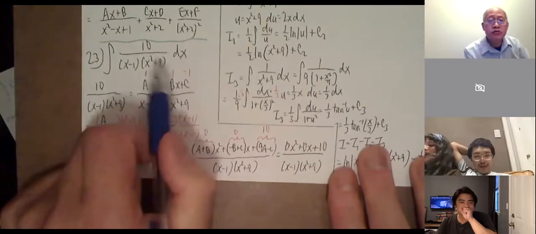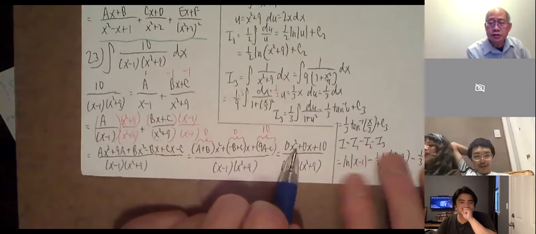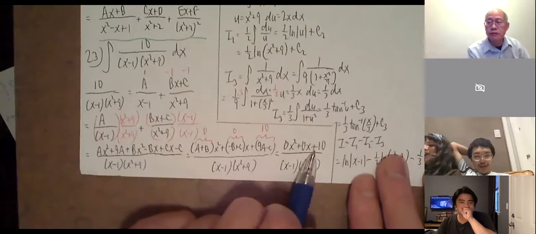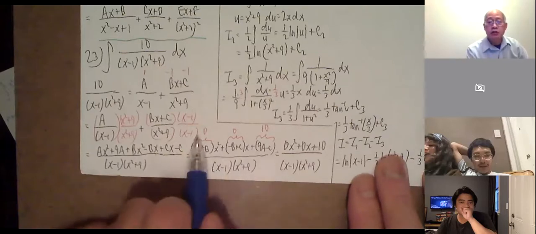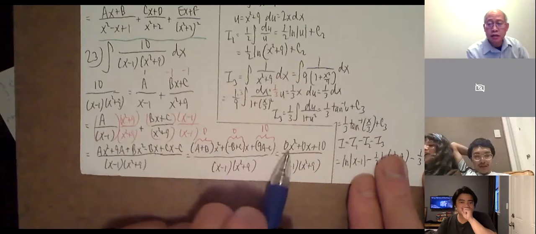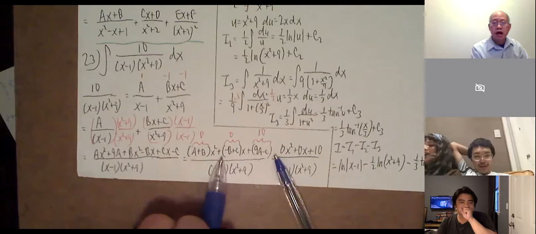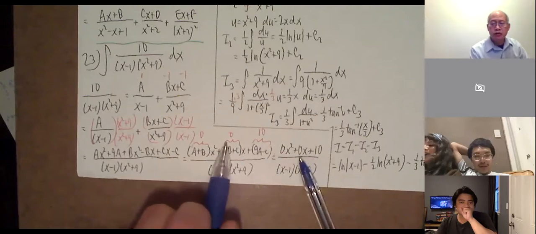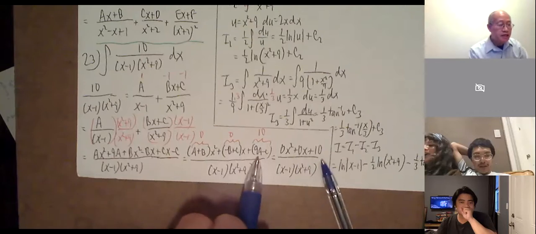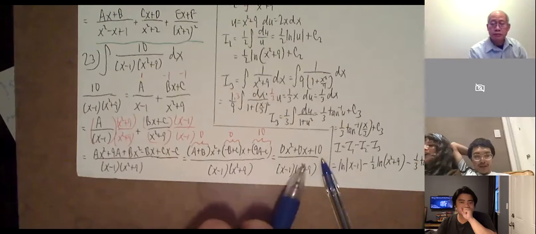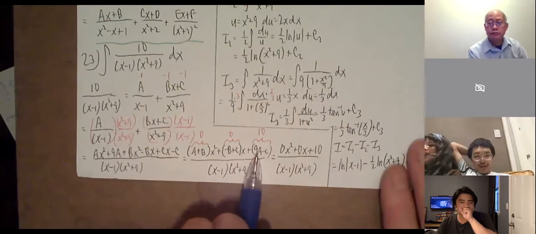All right, I want it to equal 10, and 10 is equal to 0x squared plus 0x plus 10. That's what we're talking about over here. So now I want a plus b to be 0, matching coefficients of x squared. I want negative b plus c to equal 0, matching coefficients of x. And I want 9a minus c to be equal to 10, matching the constants. So I will have 3 equations in 3 unknowns.